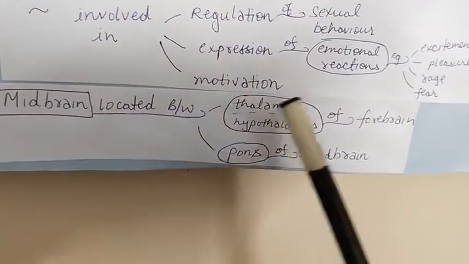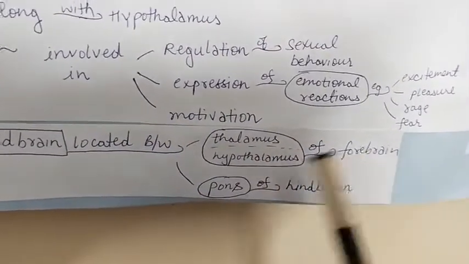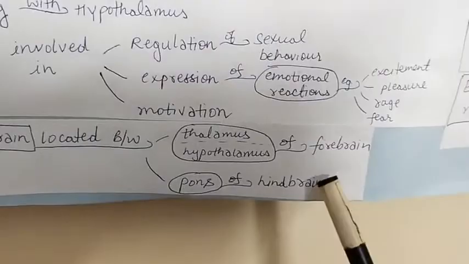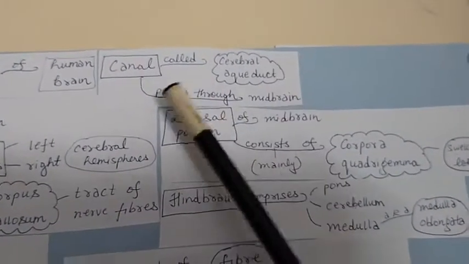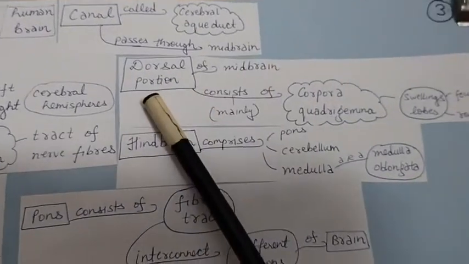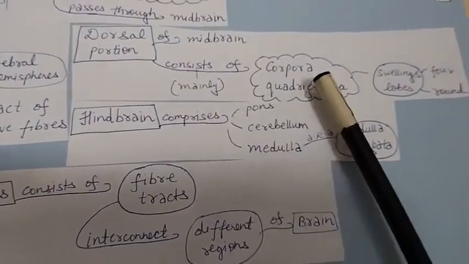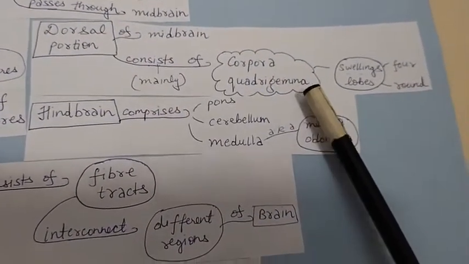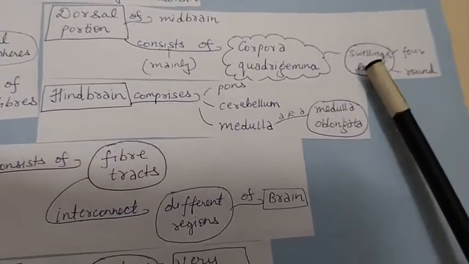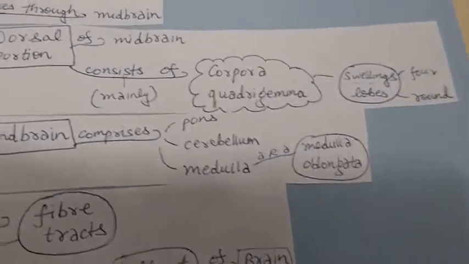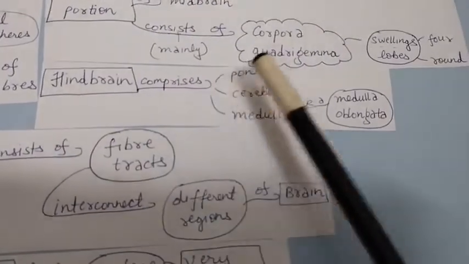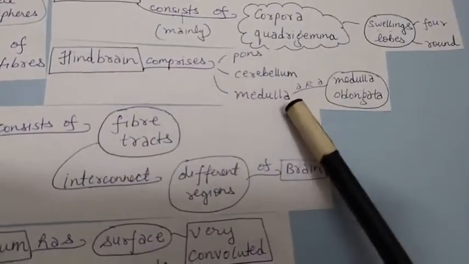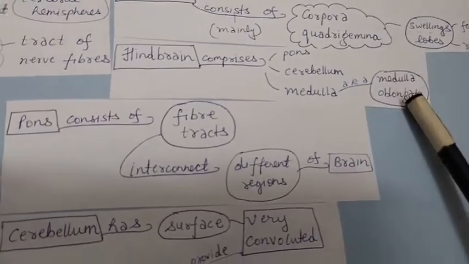The midbrain is located between the thalamus or hypothalamus of the forebrain and the pons of the hindbrain. A canal called the cerebral aqueduct passes through the midbrain. The dorsal portion of the midbrain consists of corpora quadrigemina. These are four round swellings or lobes. The hindbrain comprises pons, cerebellum, and medulla, also known as medulla oblongata.